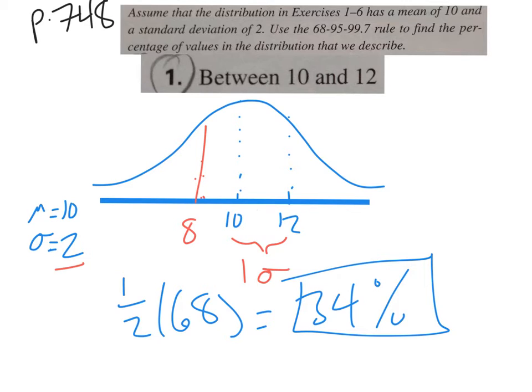So this is one way we could use this rule. We have a range. We know that that's within a standard deviation or so. We can use that rule, do a little bit of basic math to kind of split it up or add or whatever we have to do. In this case, we get 34%.